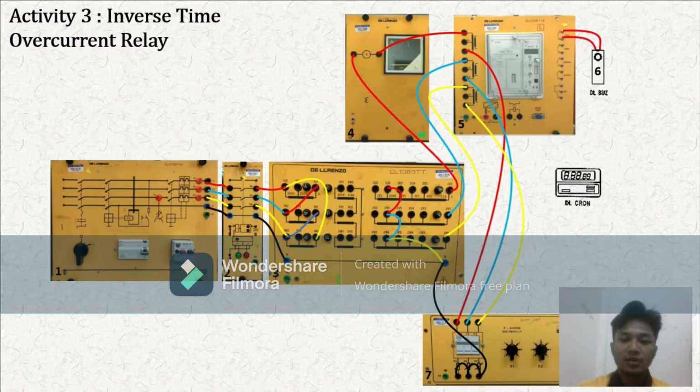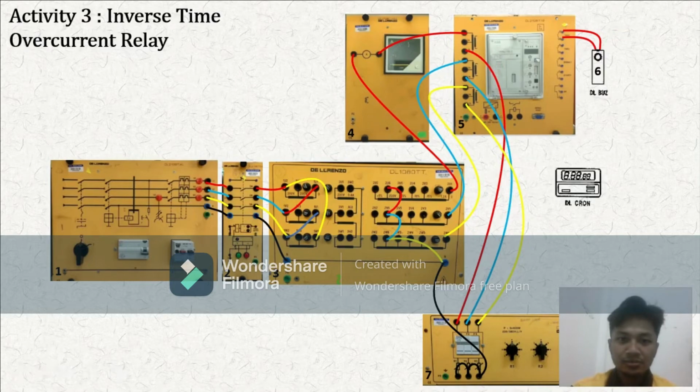For the connections of the transformer, the primary side is in delta, meanwhile the secondary side is in star. The resistive load is connected in star with settings of R1, R2, and R3 equal to 7 ohm. The auxiliary supply, which is equivalent to 220 volts, is connected to the relay and circuit breaker.